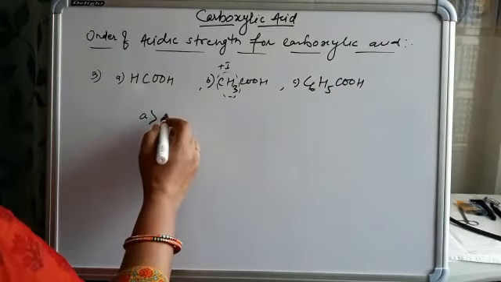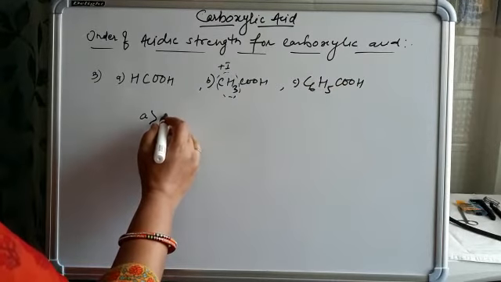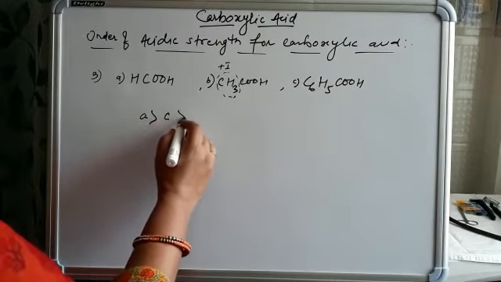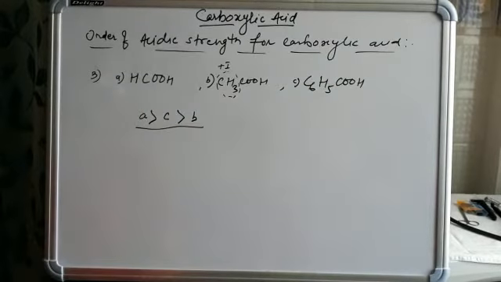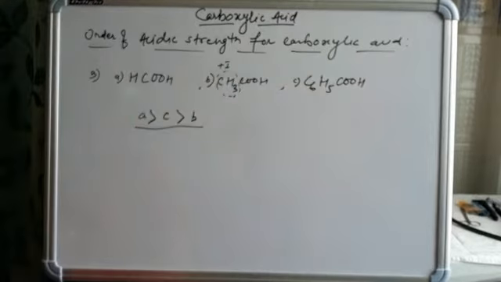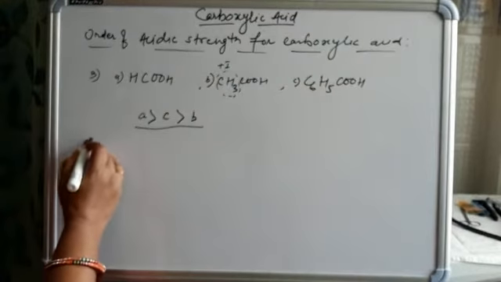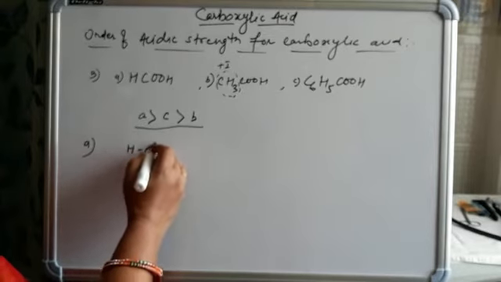C6H5COOH, through resonance, it can release H plus ion, and the least acidic nature will be shown by ethanoic acid. It is the weakest acid among these. So how can we explain this? By the structure also.